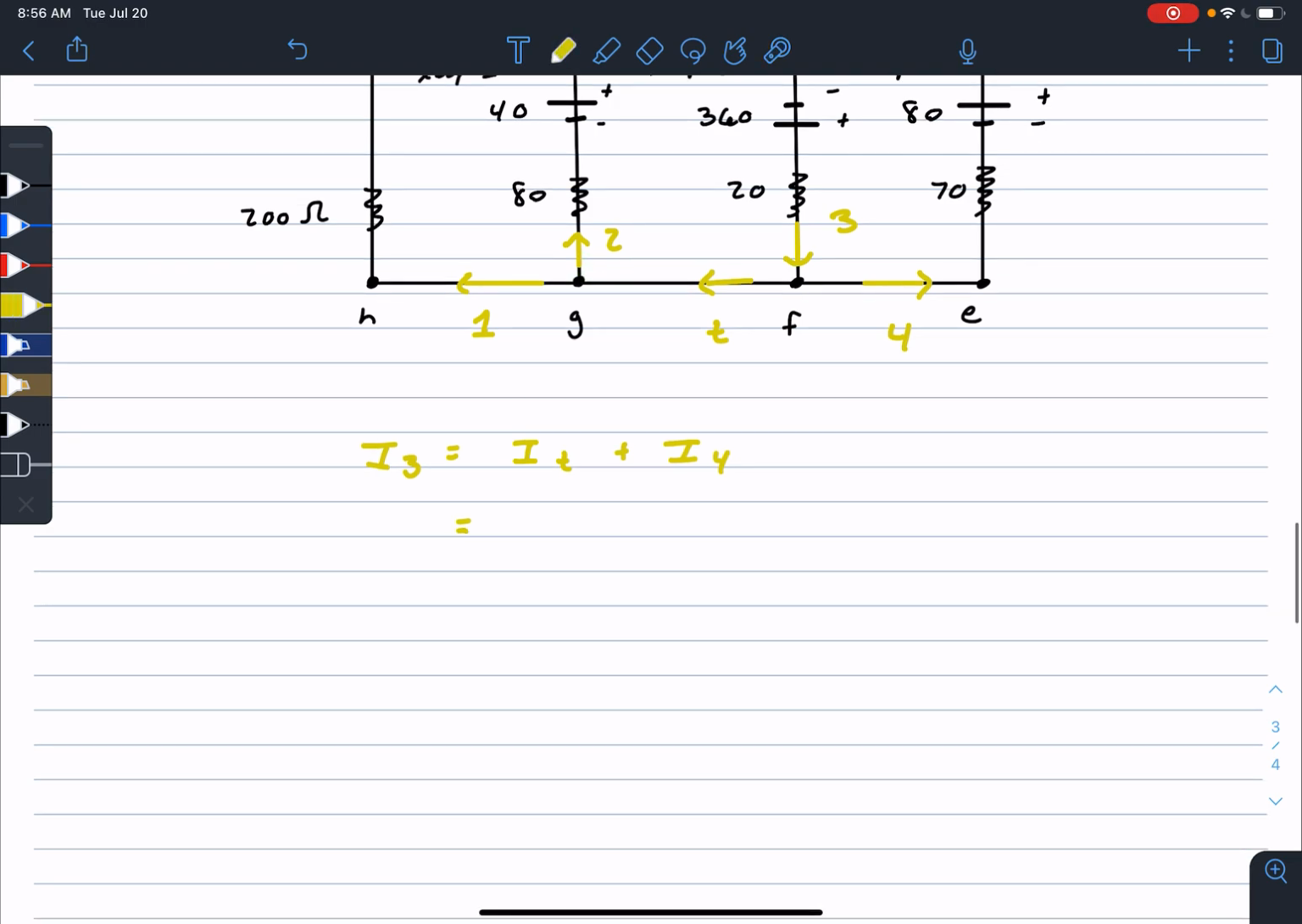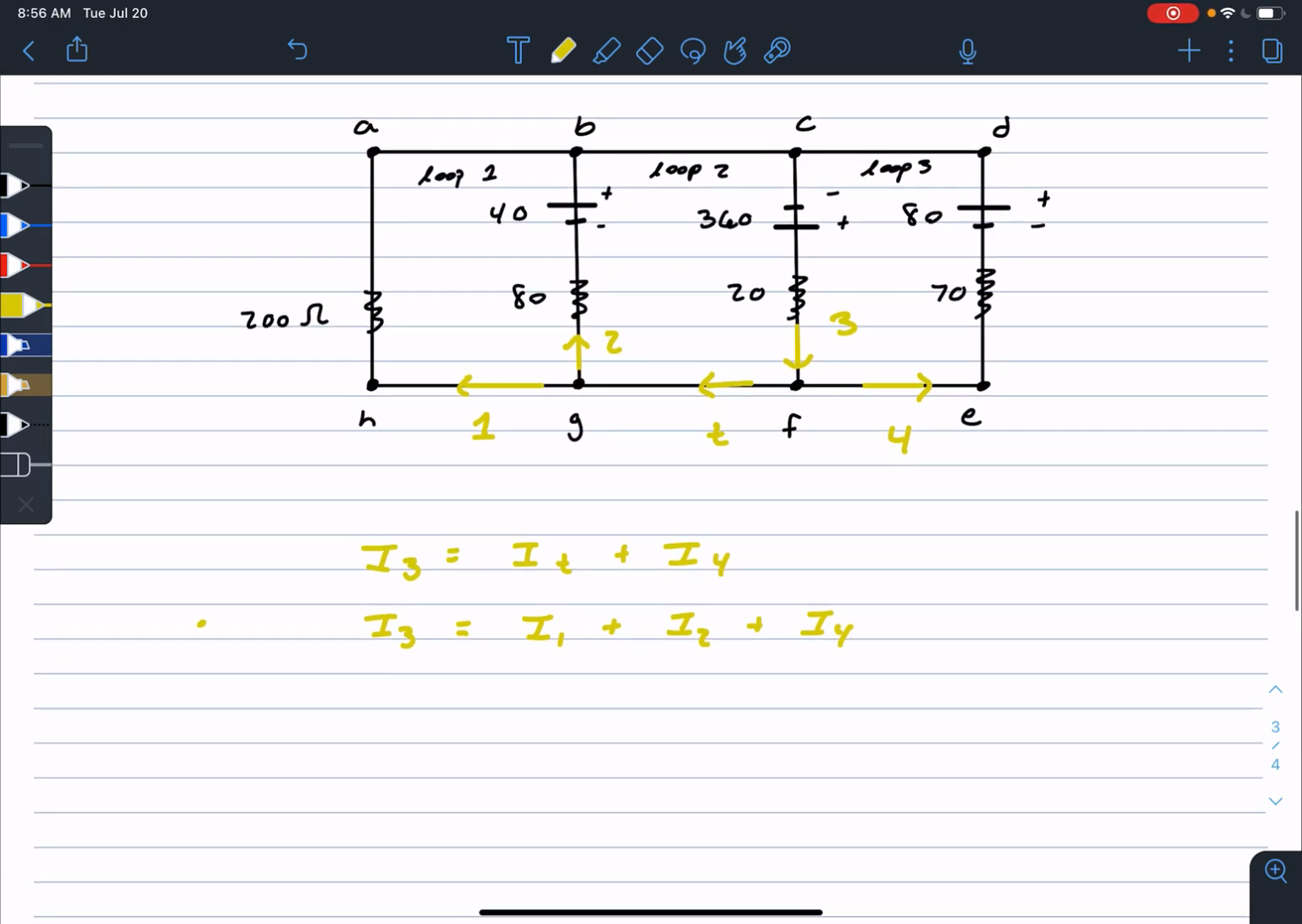So what that gives us is I3 equals I1 plus I2 plus I4. So I3 is equal to these three things. That will be one equation that we can use to solve for the currents that we're asked to find in each resistor. Essentially what we're looking for is the value of each of these currents. Okay, so that's a good starting point.